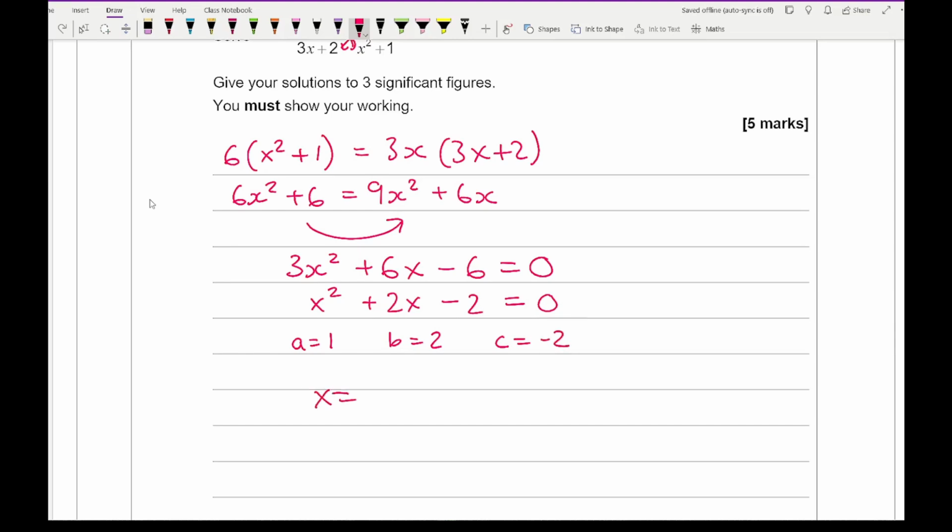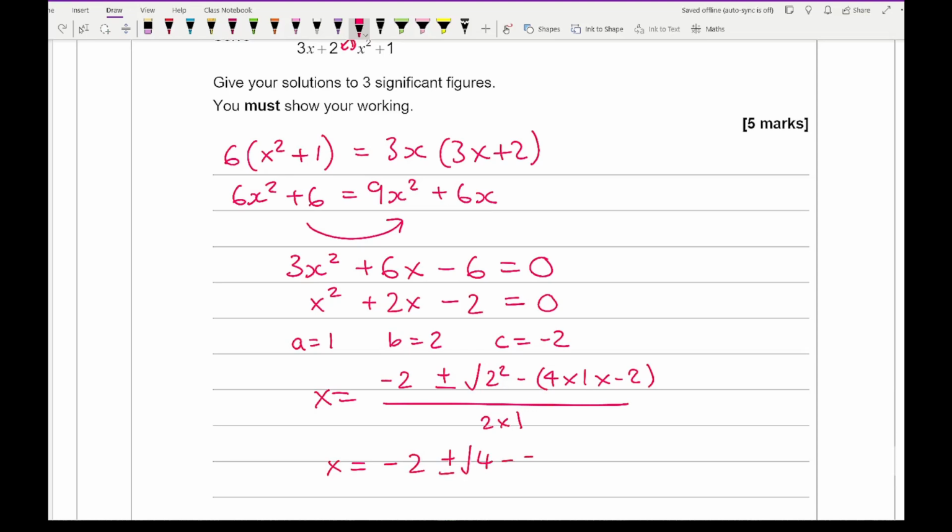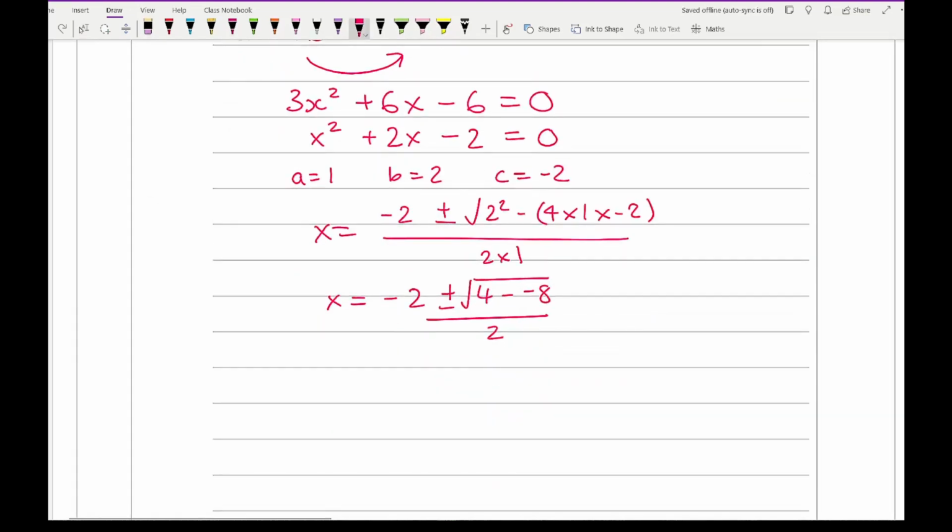So x equals minus 2 plus or minus the square root of 2 squared minus 4 times 1 times minus 2, all divided by 2 times 1, which equals minus 2 plus or minus the square root of 4 times 1 is 4, times minus 2 is minus 8, so it's minus minus 8, all divided by 2. So then that becomes x equals minus 2 plus or minus root 12 over 2.